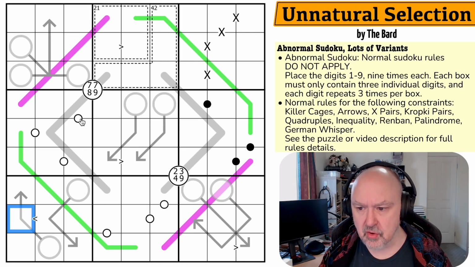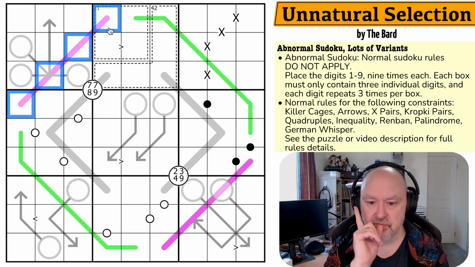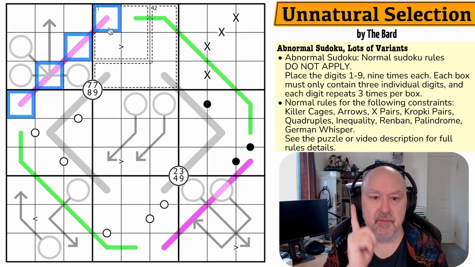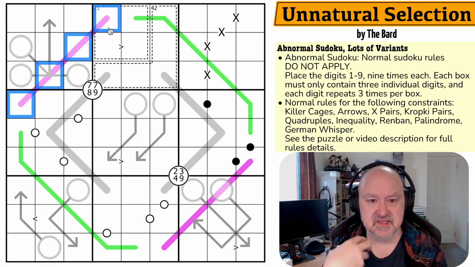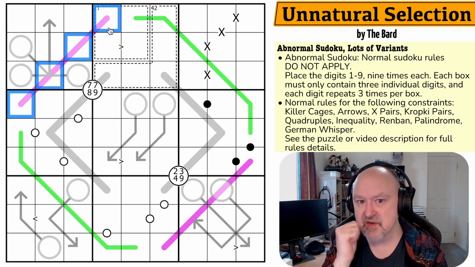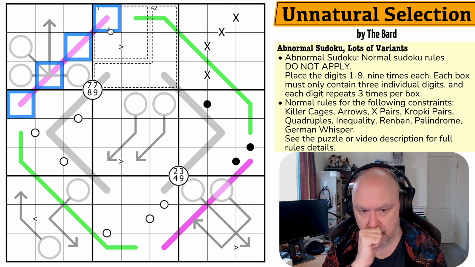Renban, digits along a purple line must be consecutive in some order. Now, it doesn't say non-repeating, so I'm not sure if that means that you can repeat digits on these, because one of the things that has come from statistical mathematics is that 1, 1, 2, 3 is a consecutive set. So I'm not sure what is supposed to be meant by that, and I didn't get a clarification from the testers. So I don't know if digits are supposed to be able to repeat on the Renbans or not.